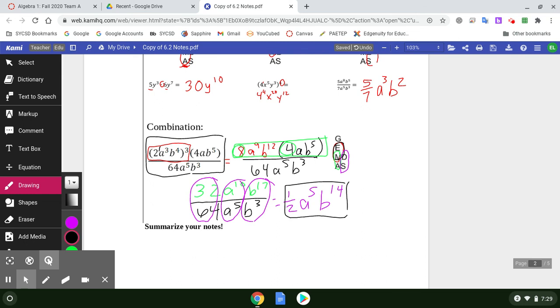Make sure you're taking your time and referencing these notes as you complete the practice questions for section 6.2. These will be graded on completion this week, and I will be checking them in class next Monday.